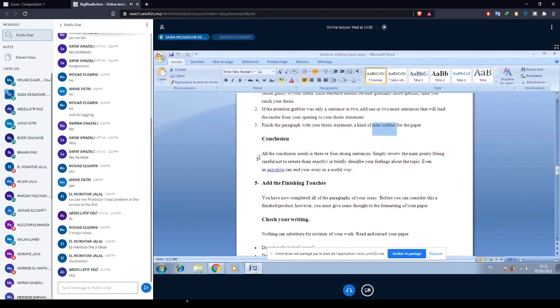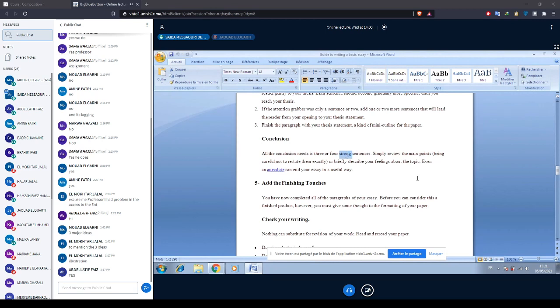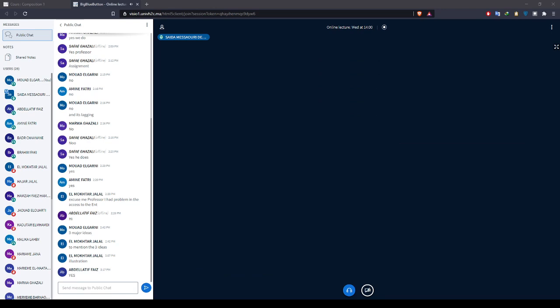So the conclusion, all the conclusion needs is three or four strong sentences, which is different. In the introduction, you're introducing. It's not strong. You're just giving the feelings, the impressions, introducing things. But now here are strong sentences. Simply review the main points, being careful not to restate them exactly. You are going to restate them, but not exactly. You're going to change the formulation.